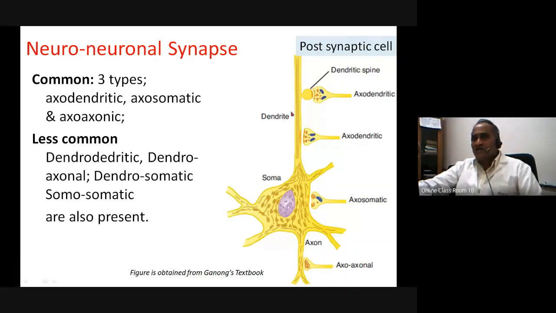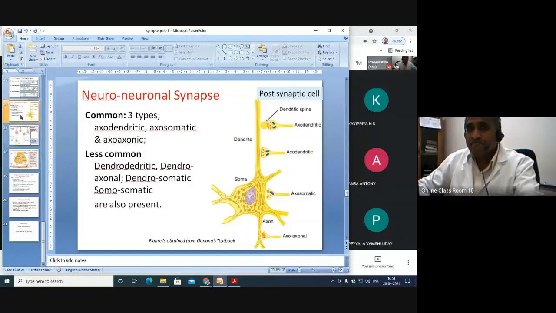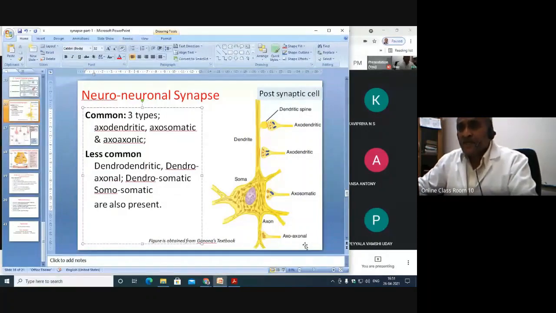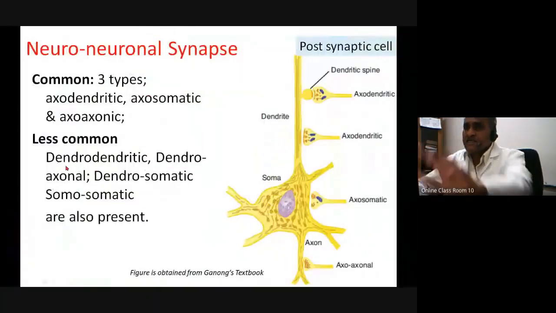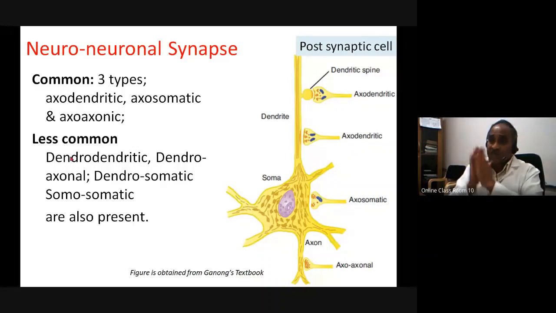Less common are those where sometimes the two dendrites may talk to each other, maybe for sensing purposes. Dendrodendritic. There is a spelling mistake here. Maybe I will change that spelling mistake. Dendrodendritic. This one is quite often seen, especially in certain areas in the spinal cord, in the cerebellum, in the cerebrum.